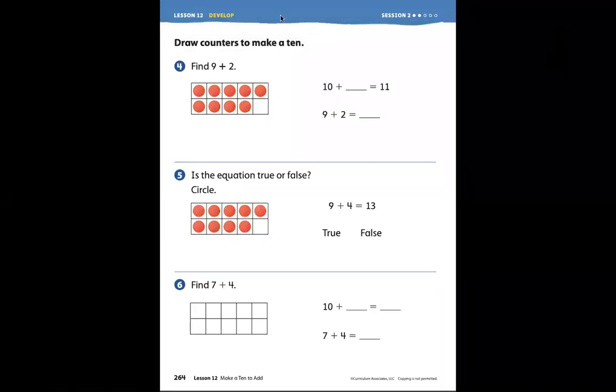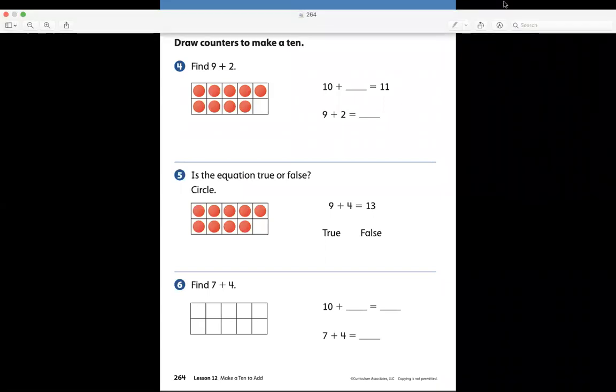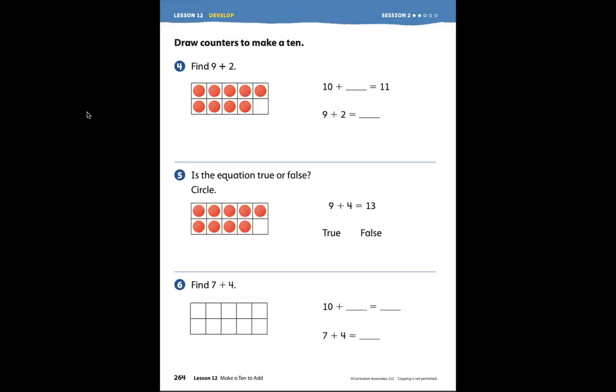Now we're moving on to page 264. Okay, 264. We are working on making a 10 to add. Now, I think sometimes our workbook gives us too much help, and we need to start thinking about this on our own. Okay, so if it says find 9 plus 2, think about those two numbers in your head. Close your eyes and think of 9 and 2. Do you think it's going to make more than 10?